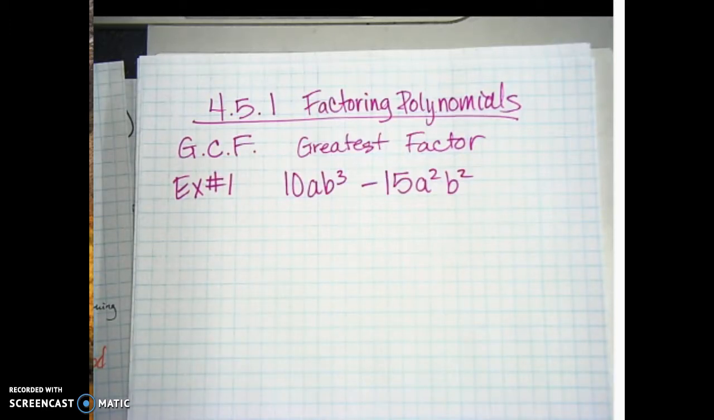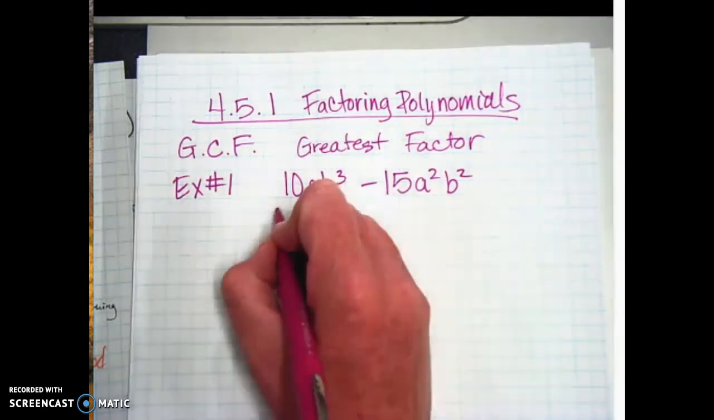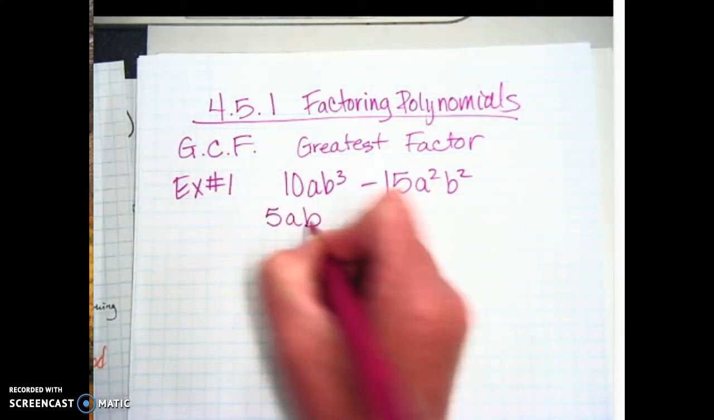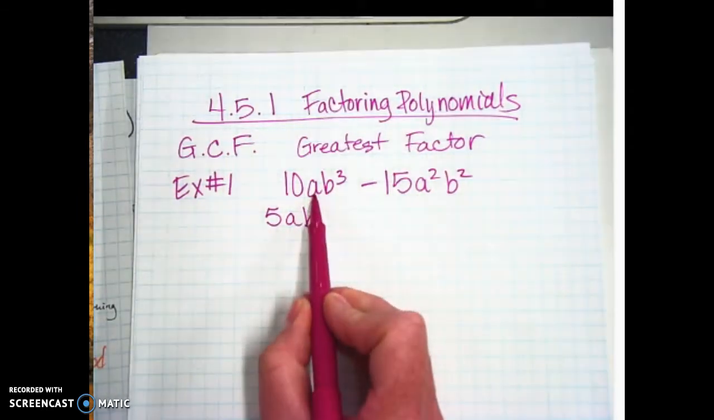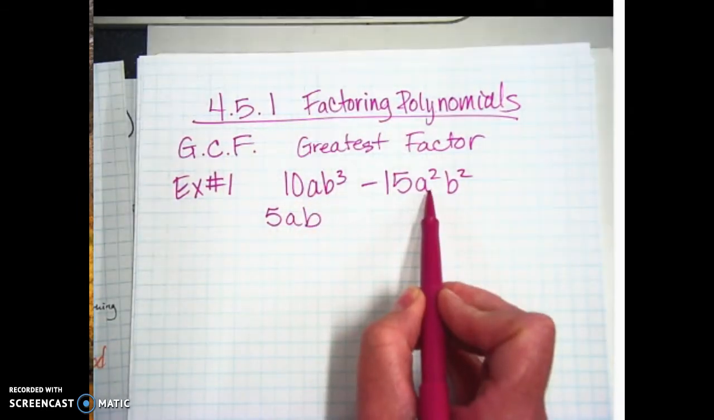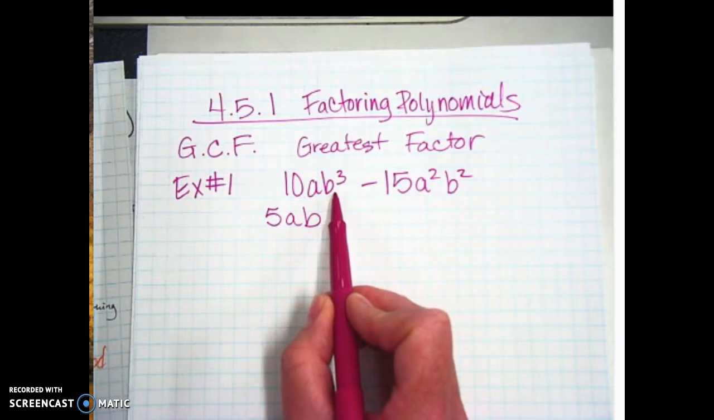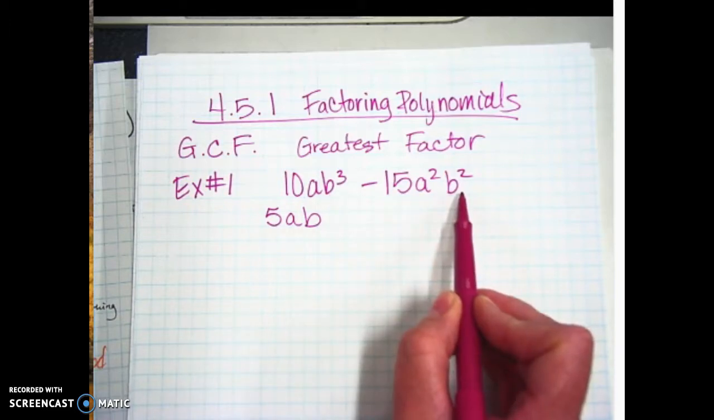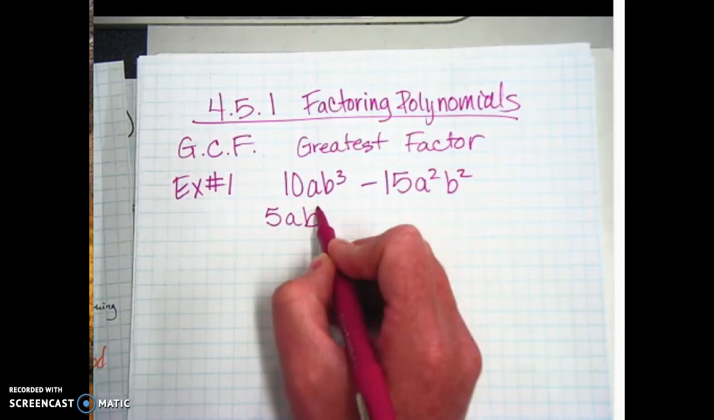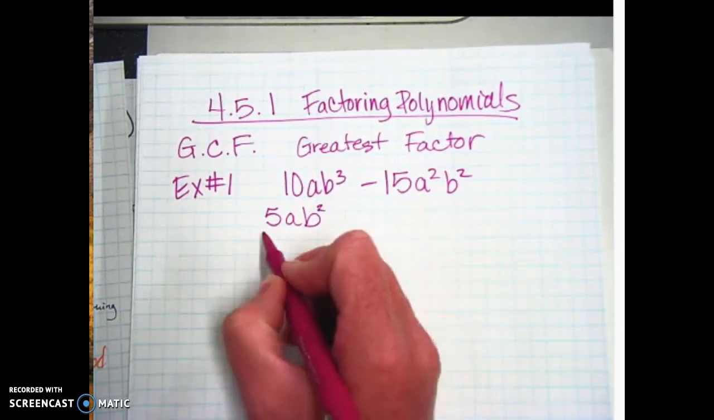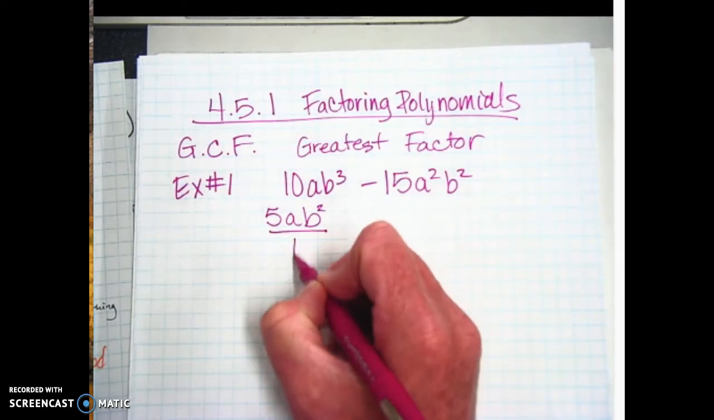You see it, Dennis? What is it? 5ab. You are so close. There is 5ab. So a to the first would go in here, and a to the first would go in here. But here we've got a b cubed and a b squared. So we can actually have a b to the what? Squared, b second. Okay, so this is the GCF.